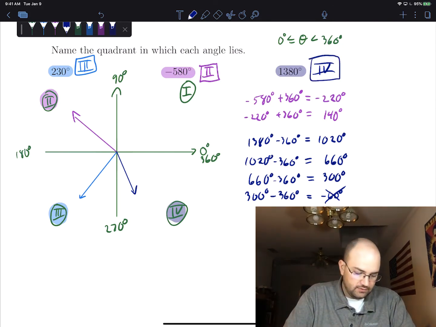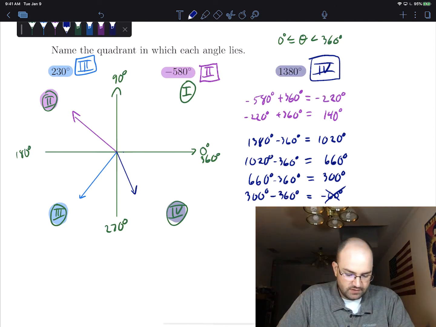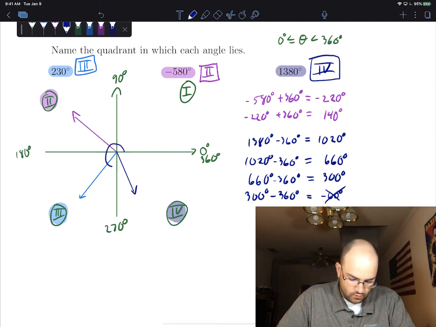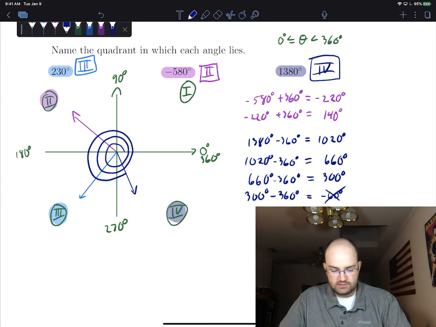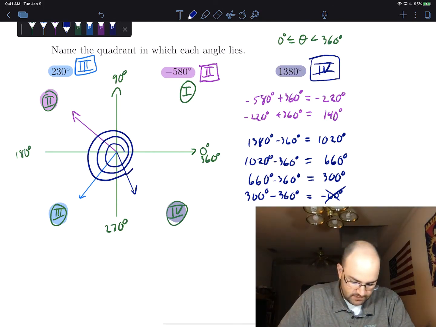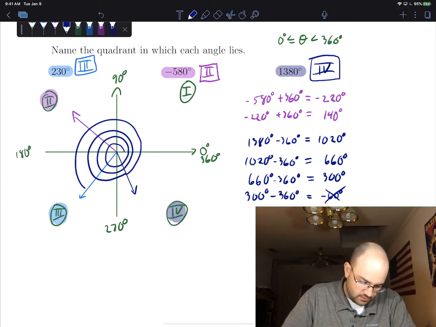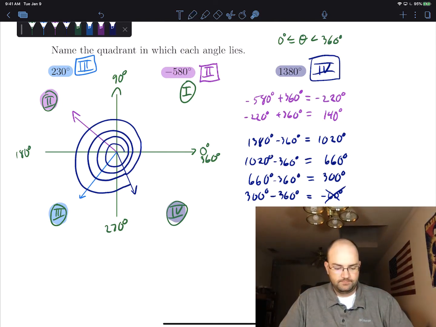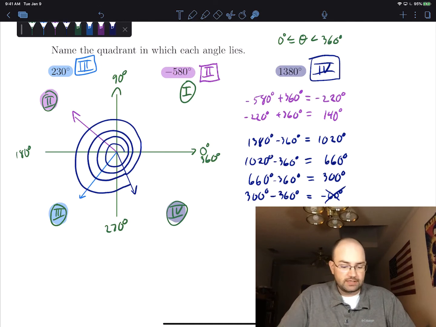Now, the angle itself is positive, so it would start here and go around once, twice, and a third time, and not quite a fourth time. There we go. Because we were able to subtract off 3 of the 360s. And that's what that angle would look like.